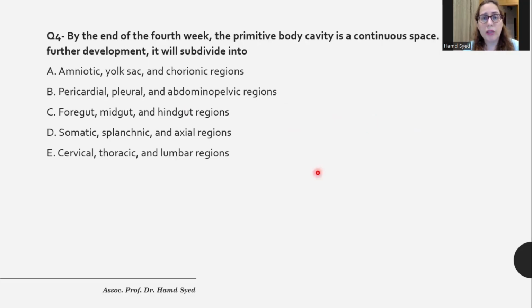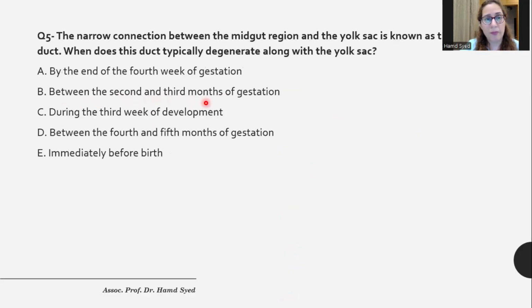By the end of the 4th week, the primitive body cavity is a continuous space. During further development, as I told you, the primitive body cavity is going to subdivide into 3 sections, that is pericardial, pleural, and abdominopelvic body cavities.